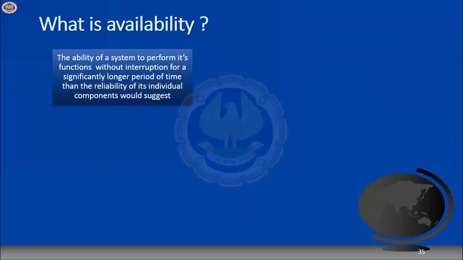Now let's look at what availability is. Availability would mean that you are ensuring that the system is able to continue to perform without interruption or with minimal disruption, even in the case of a disaster.